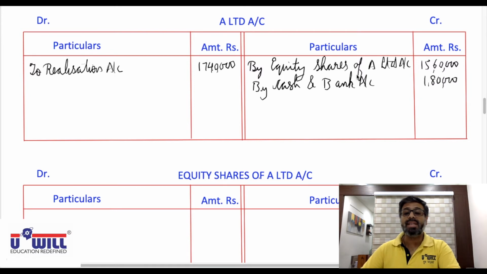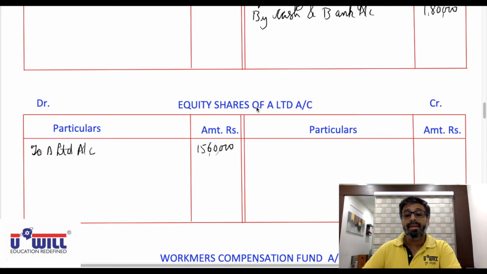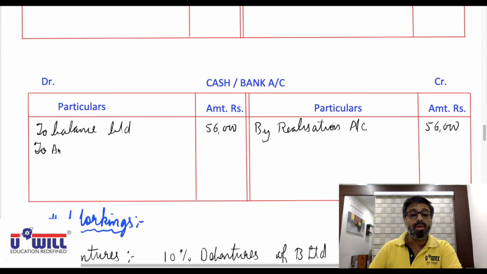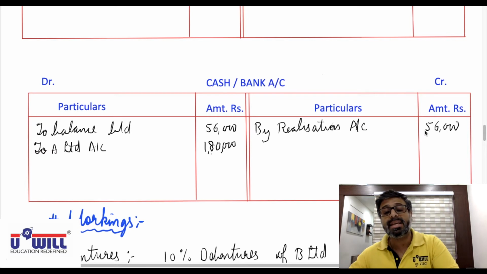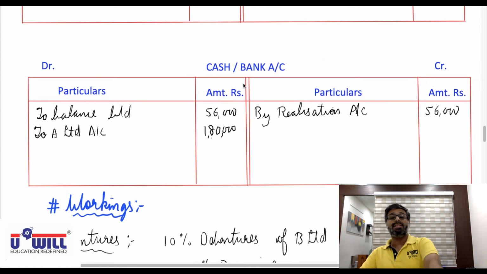Now equity shares account debit, so equity shares on debit side to opposite account A Limited account 15,60,000, and cash and bank account debit, so cash and bank on debit side to A Limited account 1,80,000. Now you understand the reason for making this cash and bank account. 56,000 of the old company is taken by the new company, but the new company is again paying back 1,80,000. So to account for that, we have to make this ledger account.